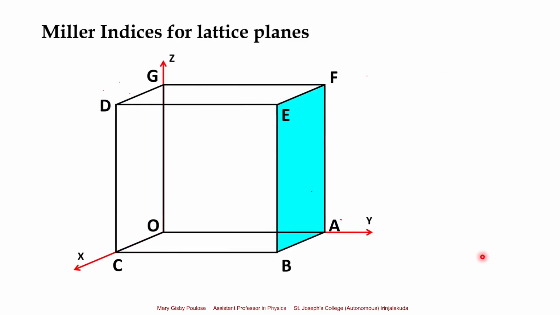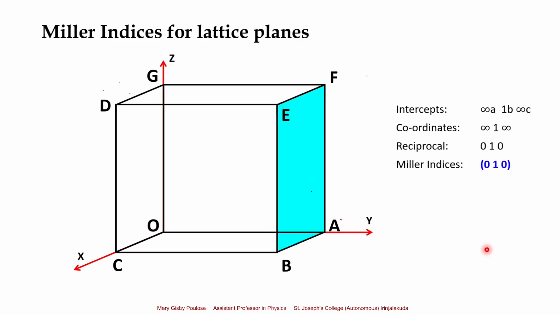Now let us see how we find the Miller indices for lattice planes. In this unit cell shown, we have the plane ABEF. To find the Miller index of this particular plane, first we have to find its intercepts on the coordinate axis. So the intercepts are infinity a on the x-axis, 1b on the y-axis, and infinity c on the z-axis. The coordinates will be infinity, 1, infinity. Taking the reciprocals, we have 0, 1, 0, and hence the Miller index is written in curved brackets (0 1 0). So the Miller index of this particular plane ABEF is (0 1 0).